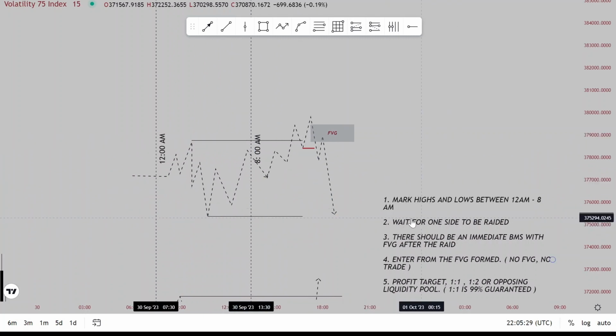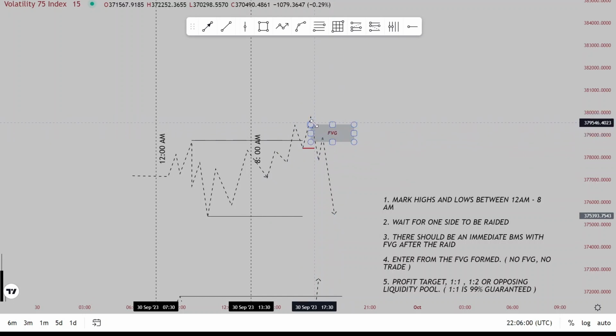Okay, so point 2, you're going to wait for one side to be raided. So in this case, price raids the buy side liquidity. Now after the raid, we want to see immediate reaction or break of structure. So we have an immediate break of structure, and then we want to see a fair value gap being left behind, and that will be our entry point. If there is no fair value gap, there is no entry. Doesn't matter we've broken structure after liquidity grab. If you don't have a fair value gap here, don't think of any entry.